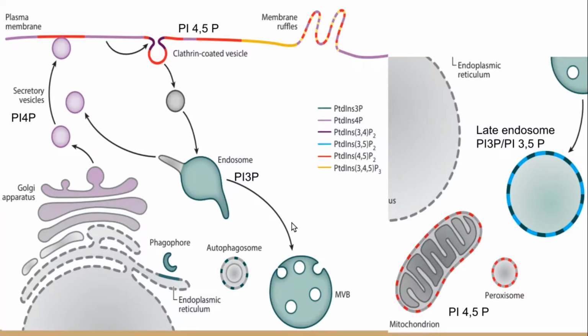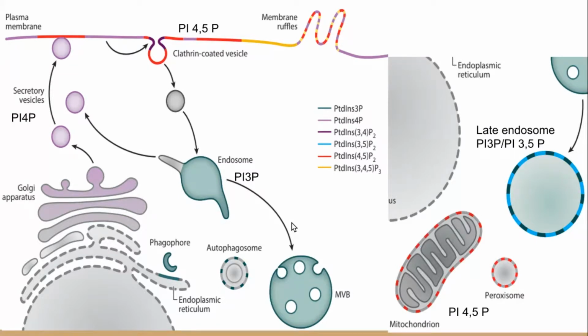Phosphatidylinositol phosphorylation patterns dictate the identity of any given membrane. Let me repeat that. The patterns of phosphatidylinositol phosphorylations dictate the identity of any given membrane. In this graphic, the inositol phosphorylations are abbreviated PI for phosphatidylinositol, followed by phosphorylation sites like 4 or 5, and then P for phosphate. So PI3P means phosphatidylinositol phosphorylated at the 3' position.